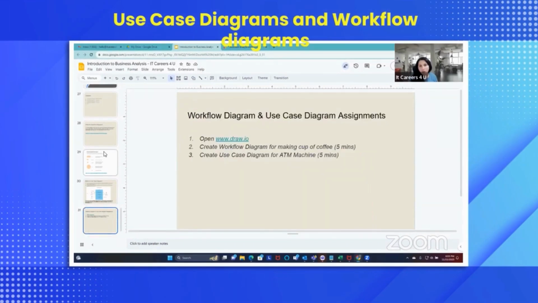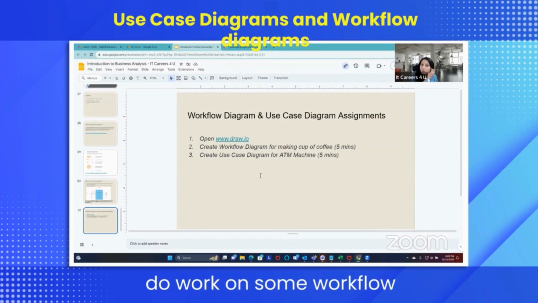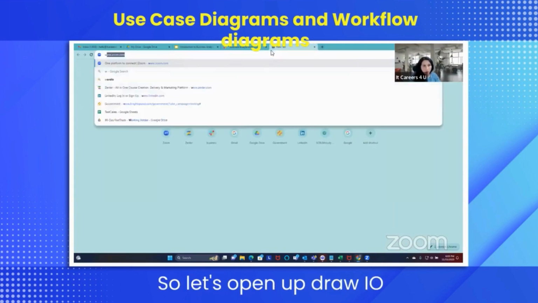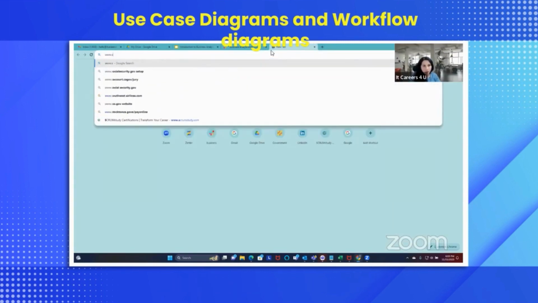Now, what I want to do is work on some workflow diagrams together, and then I want you guys to do some of these on your own as well. So let's open up draw.io with you guys.